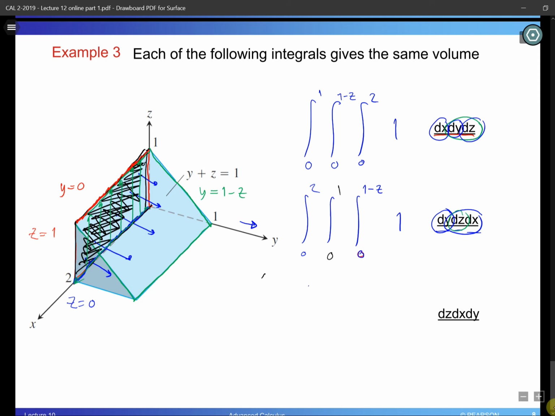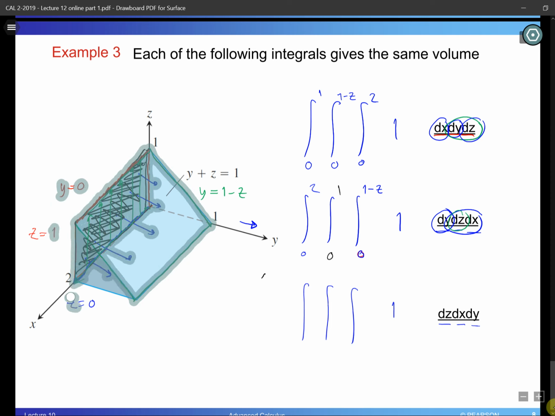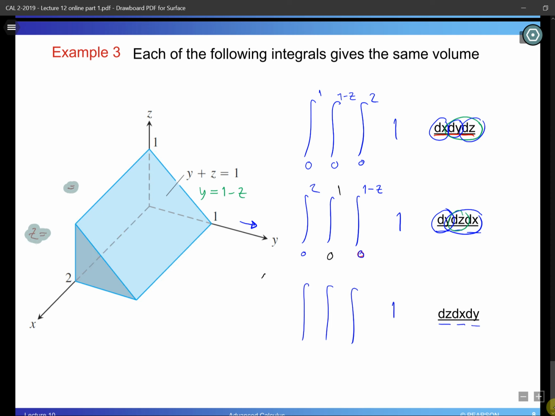Okay, triple integrals again. And we are looking for the volume. So put 1 in here. The order here is z first, then x, and then y. I'm going to erase all this highlight. Okay. Now let's start over.